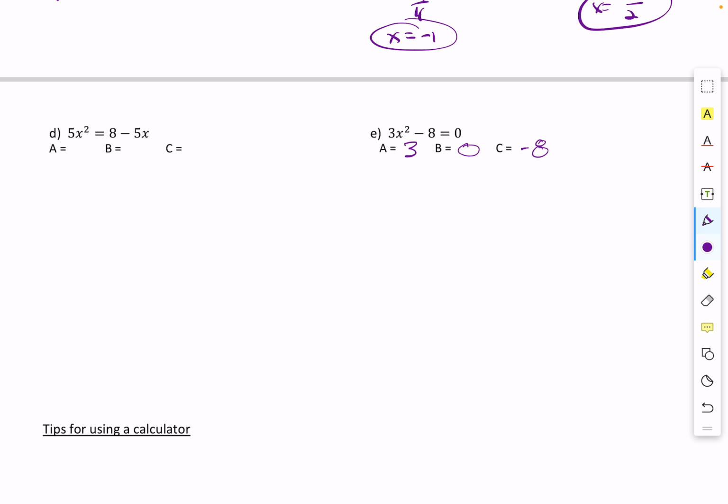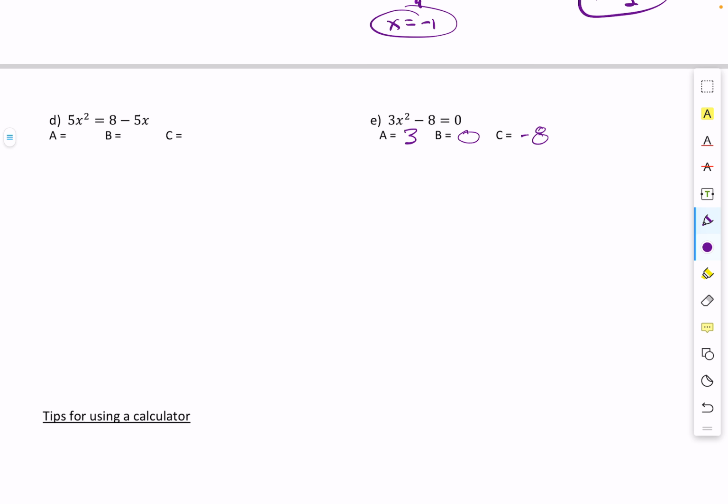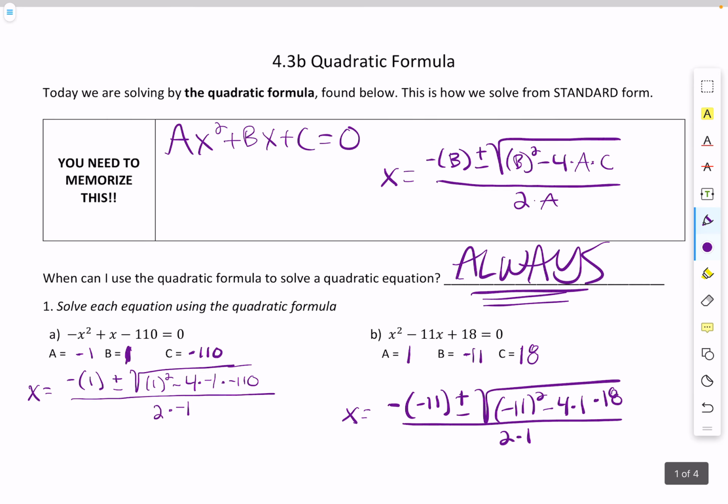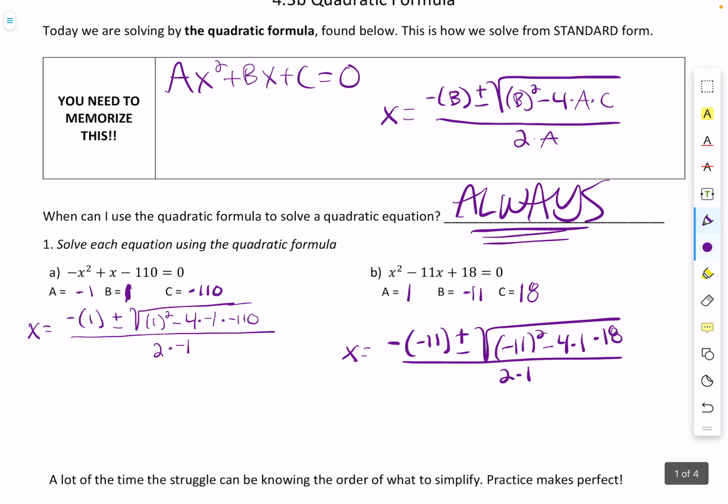So now let's set up our quadratic formula. So, here, I'll put it here. Here. I'll put it right there for a sec so that you don't have to flip back and forth.